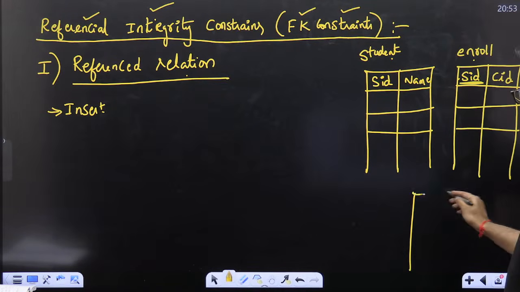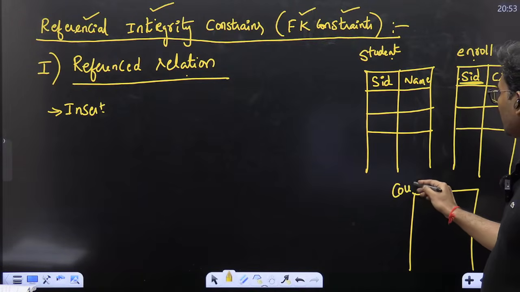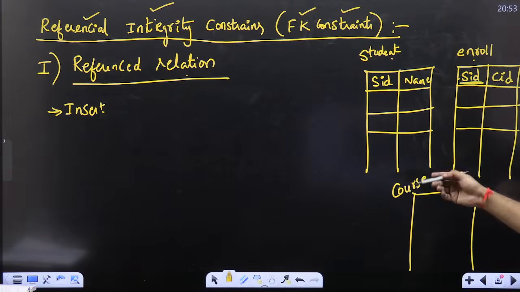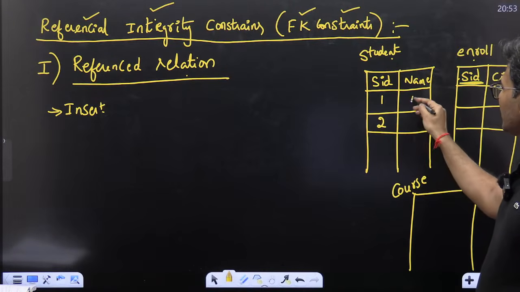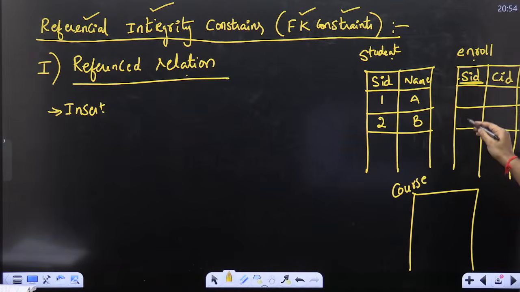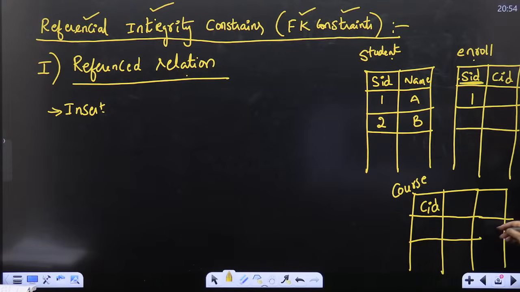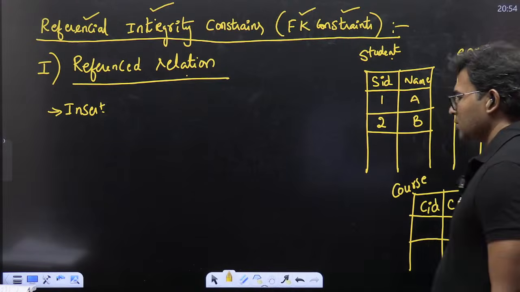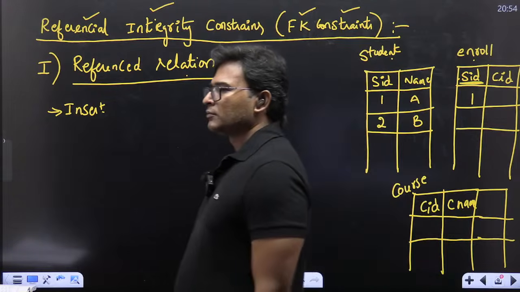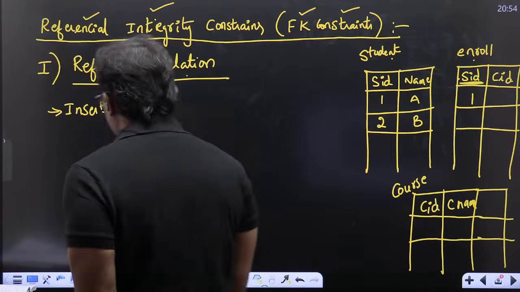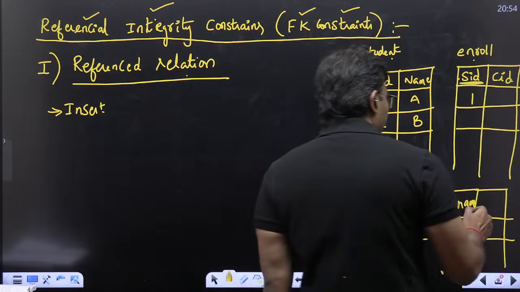We can have one more table called course table. Just to give you some input, 1, 2, name is AB, something like that. Now student number 1. Now we need courses also, right? Let us say course ID, course name, and then instructor.